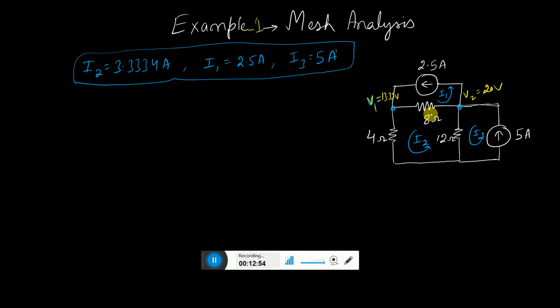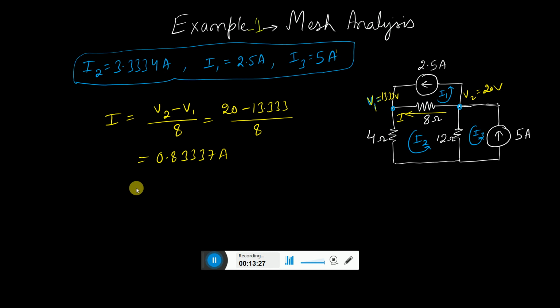Suppose, let us say, the current through this 8 ohm. Okay, let us find out the voltage across this 8 ohm, or the current which is moving in this direction. That is nothing but the value of the current I. So this I is equal to V2 minus V1 divided by 8. So we can calculate like this: 20 minus 13.333 divided by 8, and that will come out to be I equal to 0.833 ampere.